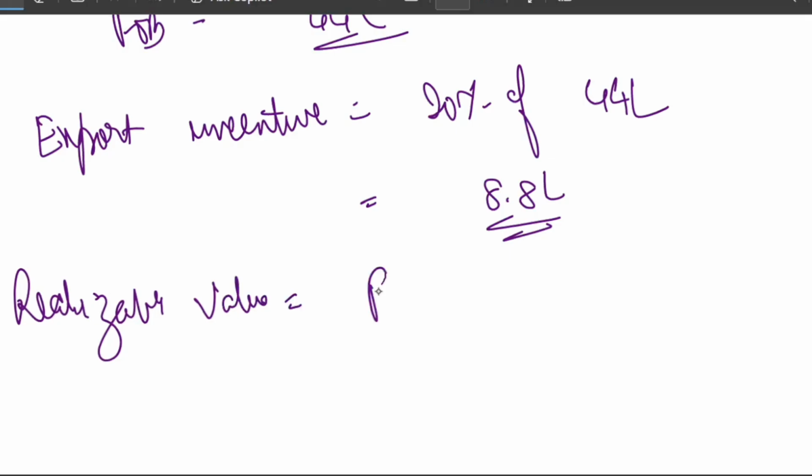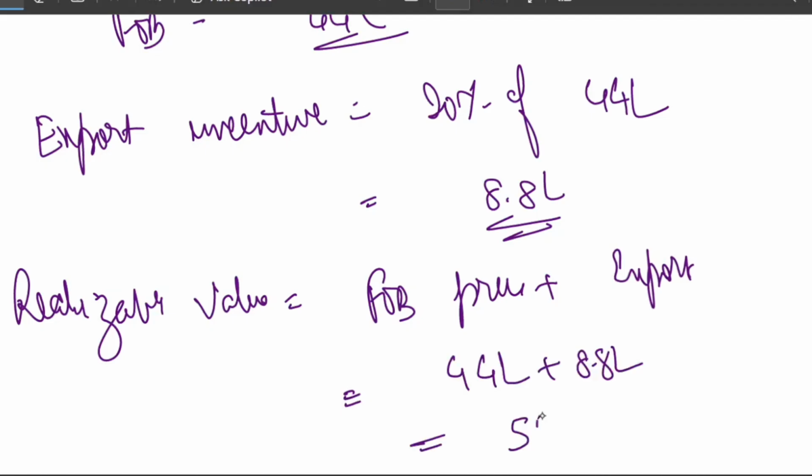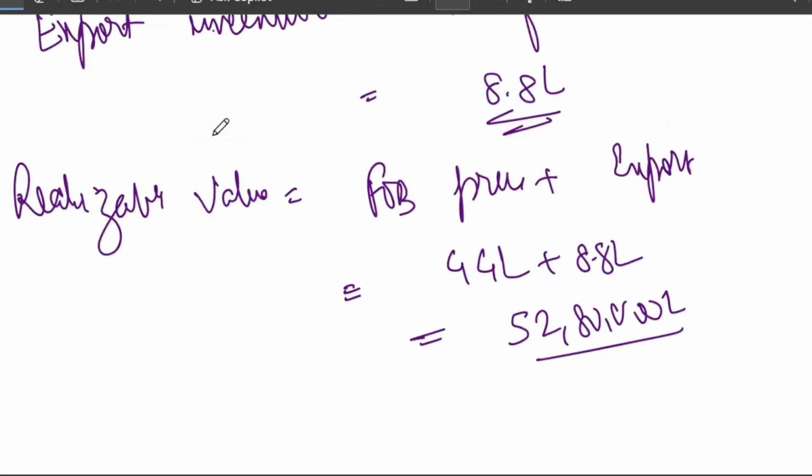will be the sum of FOB price plus export incentive, which is equal to 44 lakh plus 8.8 lakh, which is equal to 52 lakh 80,000. That's it. That's the realizable value. So basically, this realizable value is used by the bank to check financial eligibility for pre-shipment or post-shipment credit, right? So that's the point.